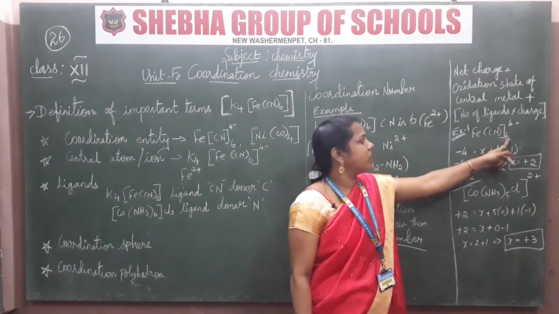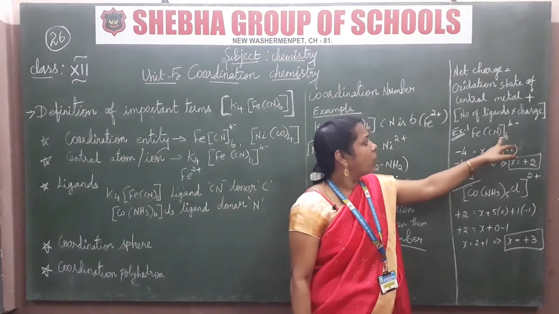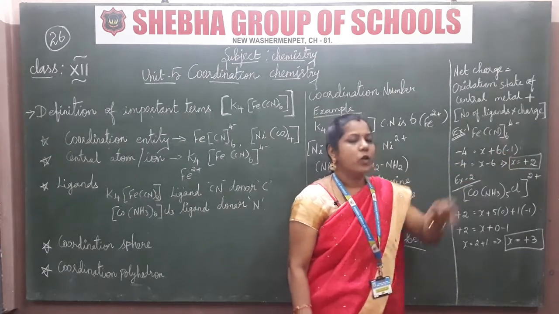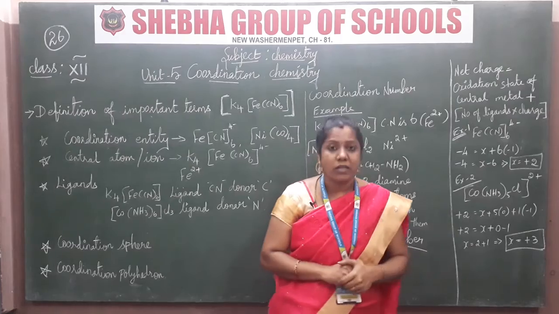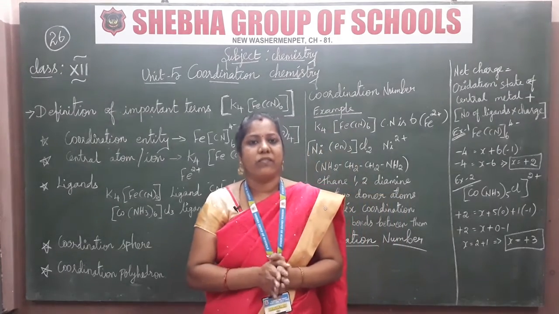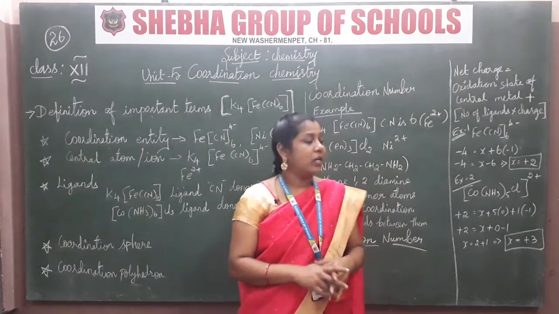Cyanide has 6 ligands, so I have mentioned 6. Plus, what is the charge of the ligands? Obviously, whatever you have to write down for the ligands, the charge is minus 1. Don't forget that when the ligand charge is mentioned, you must write minus 1 there.